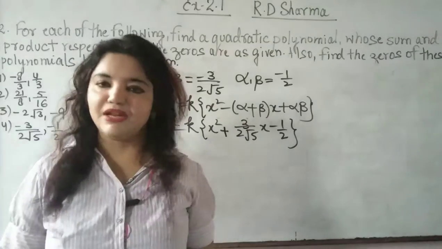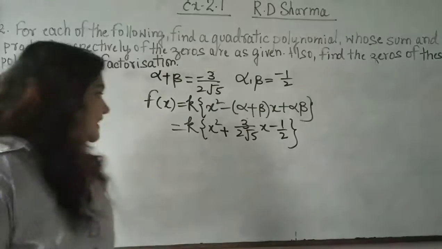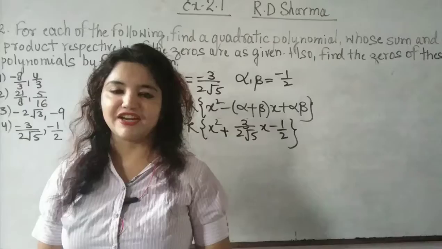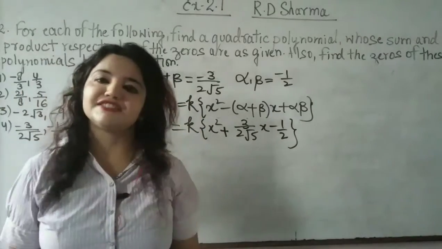We had to get the polynomial and we have got the polynomial, right? And what about the zeros? Zeros also we have to find out of this polynomial. So now f(x) is equal to 0.